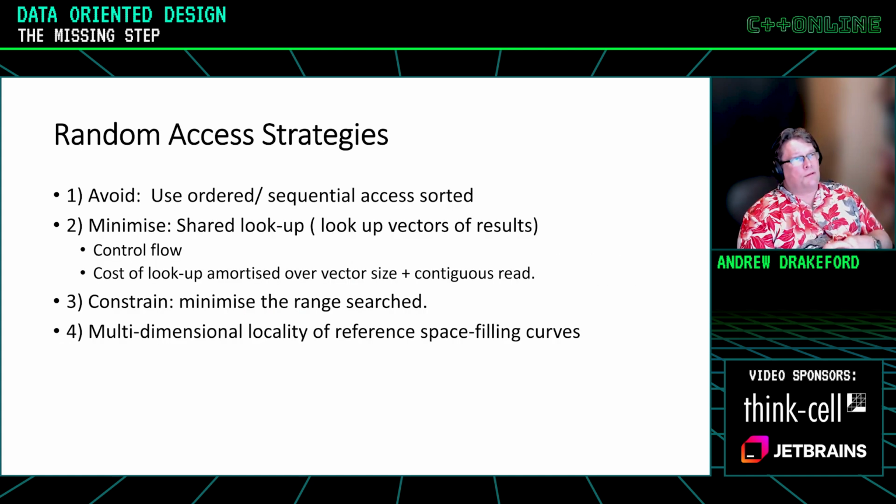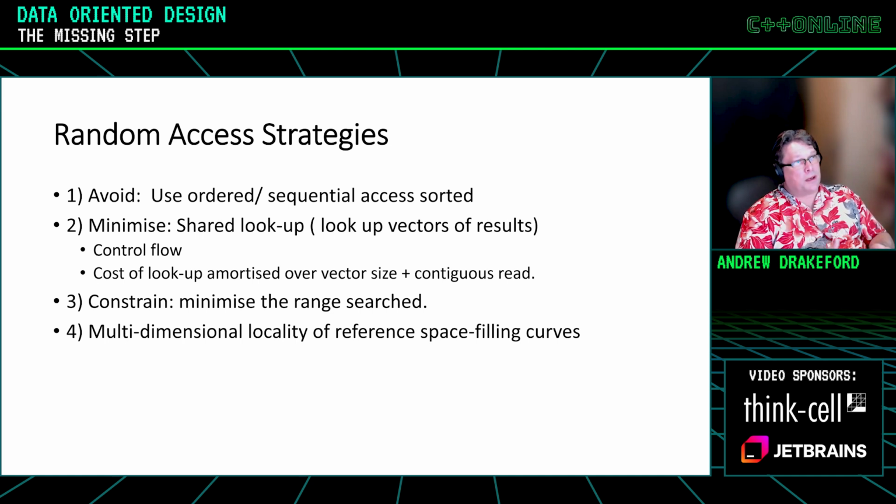So random access strategies, we should try and avoid them pretty much at all costs. You try and use ordered or sequential access across a sorted data set. If we can't avoid a random access in our code, which we probably can't, we're looking something up, instead of looking up a single scalar result, try and look up a vector of results. If we can hoist that lookup out of a loop and pull all the things out that are needed in a vector, that's going to amortize the cost of the lookup over the vector size.